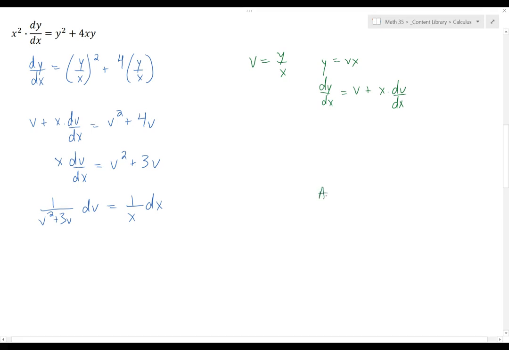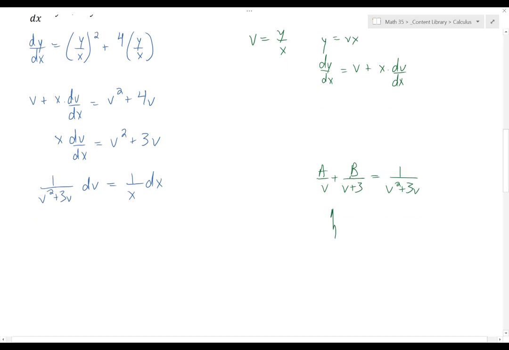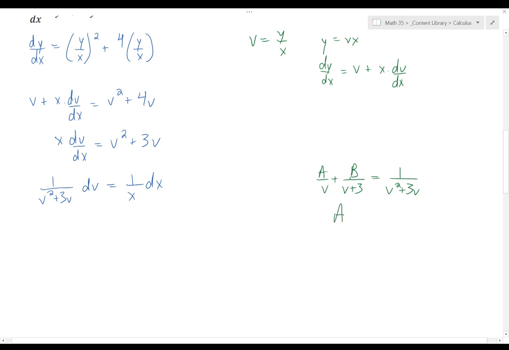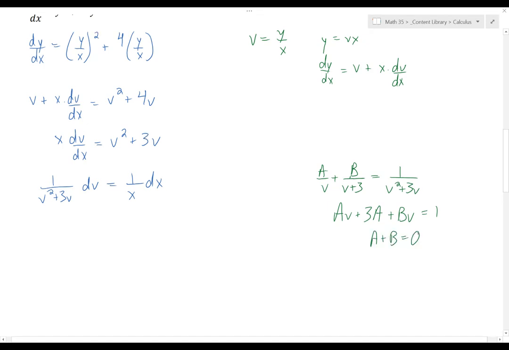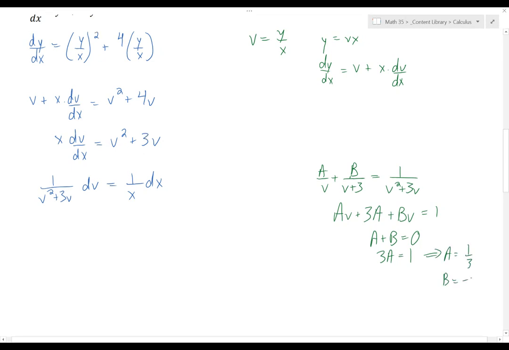So I've got something over v plus something over v plus 3. Oops, shouldn't be the same something. Is going to equal 1 over v squared plus 3v, which means Av plus 3A plus Bv equals 1, which means A plus B equals 0, and 3A equals 1. A therefore has to equal 1/3, and B has to equal negative 1/3.